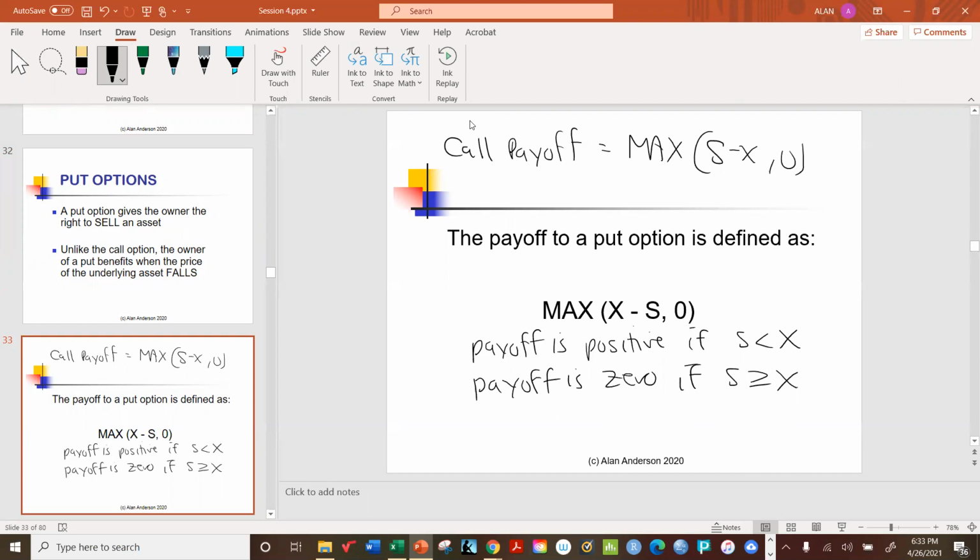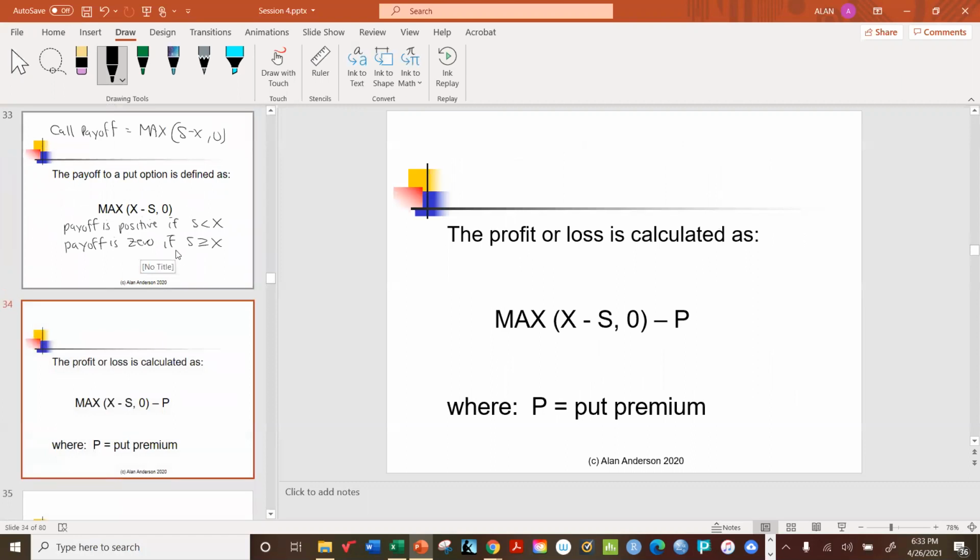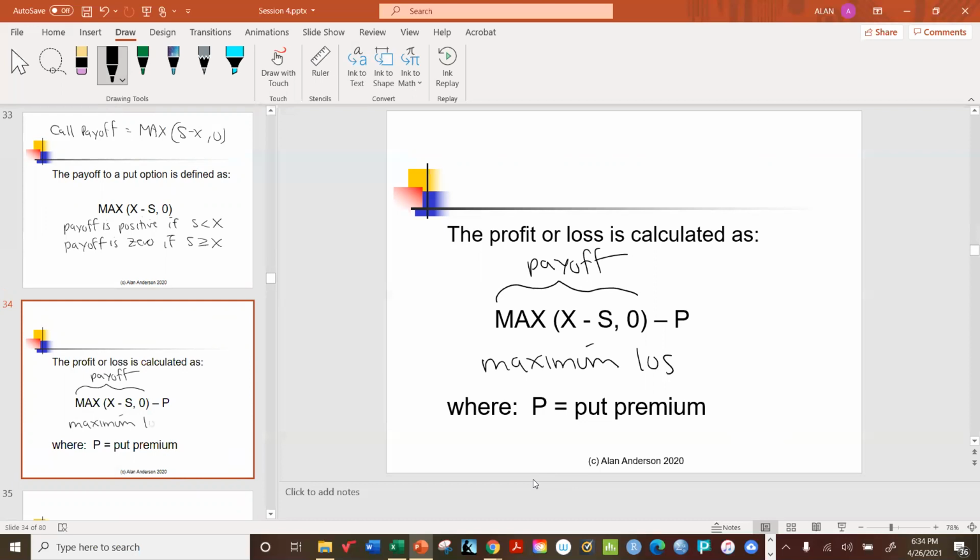All right, so let's take a look at how the graph would look. And by the way, of course, if that's our payoff function, the profit or loss function would be this. So as always, it's the payoff minus the put premium. So again, the maximum loss equals P. So that's as bad as it can get.